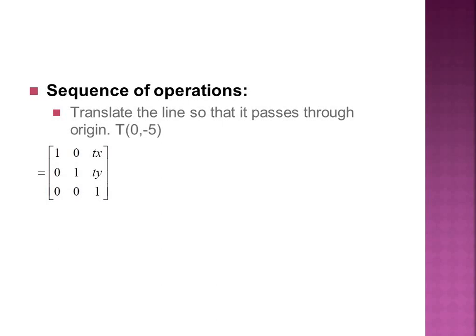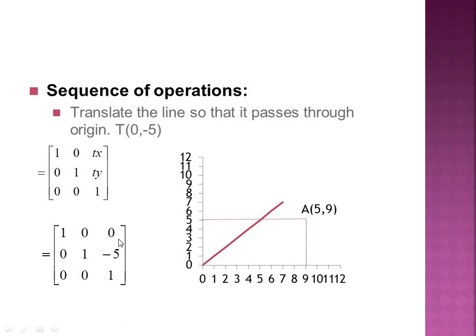But in this question, the value of b is given as 5. So the first translation, we will put it in the translation matrix. And if you want to know what are the basic 2D transformations and 2D translation, you can watch my previous lectures in which I have told in detail what is translation and how translation is performed. So here we just have to put the value of 0 in place of tx and value of -5 in place of ty. So by substituting these values, after performing this translation, our line will pass through the origin.